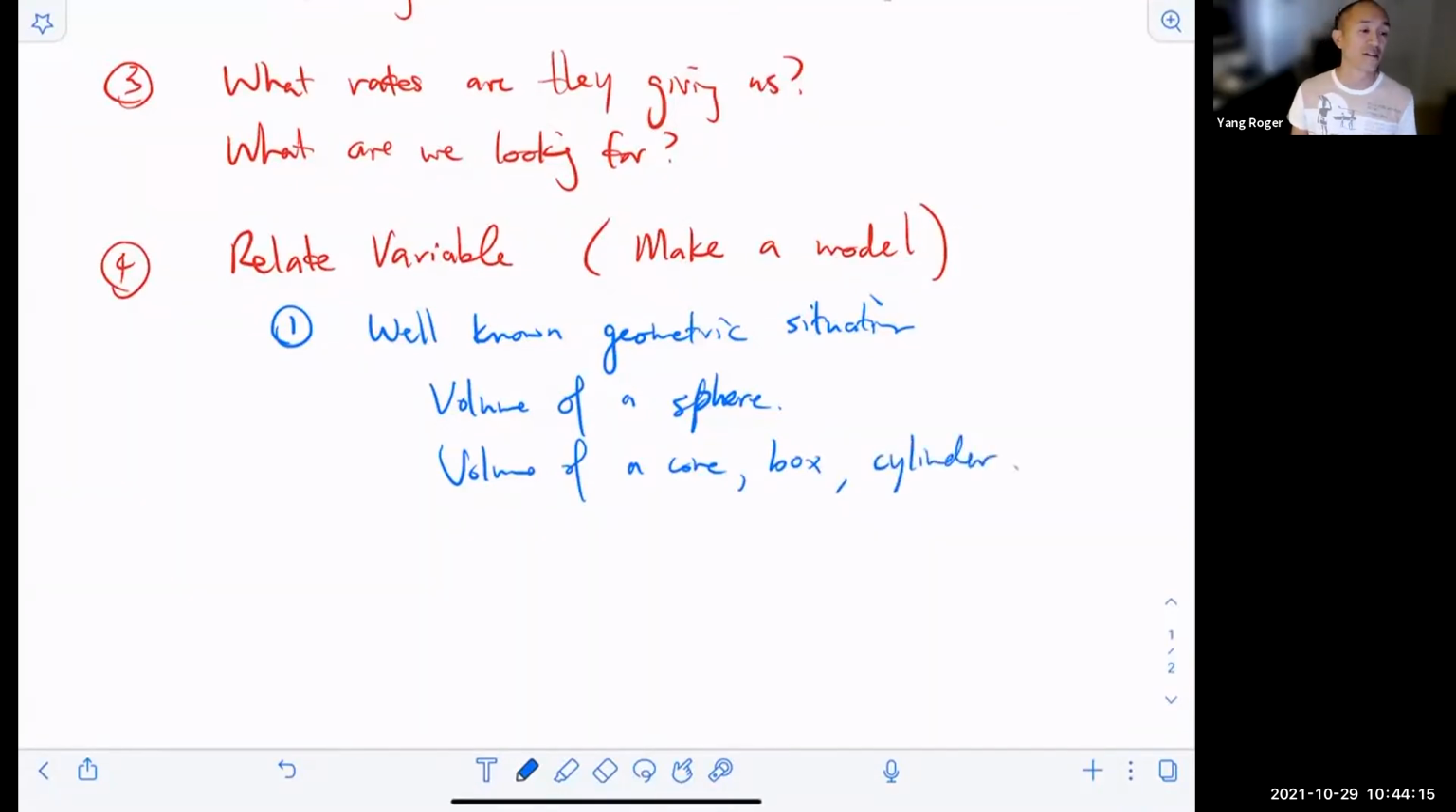These are all situations that says cone. I don't know if you can read that. Cone.